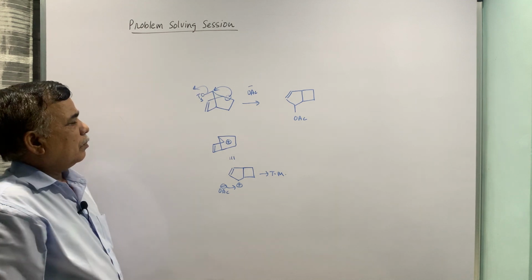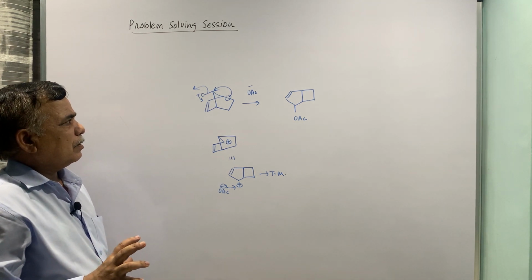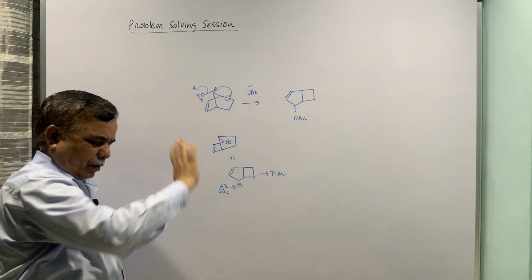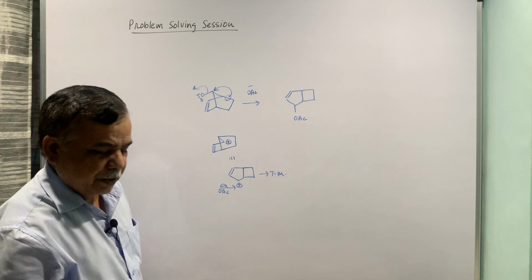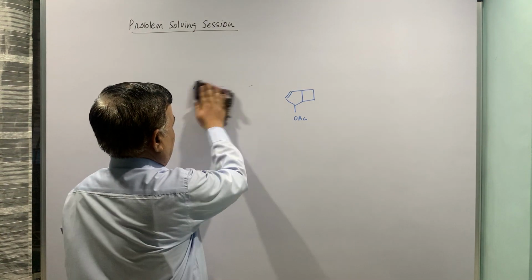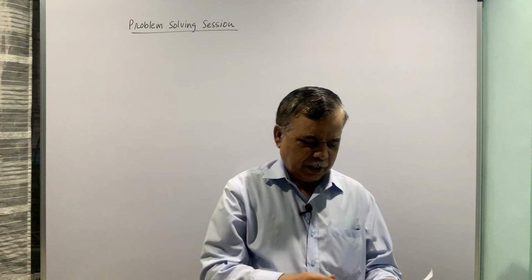So, that is the requirement of neighboring group participation: the leaving group and the migrating group should be anti to each other. Now, this is just like your Wagner-Meerwein rearrangement initiated with a carbonium ion.